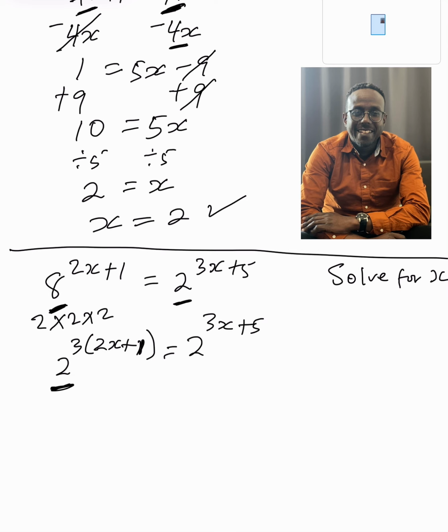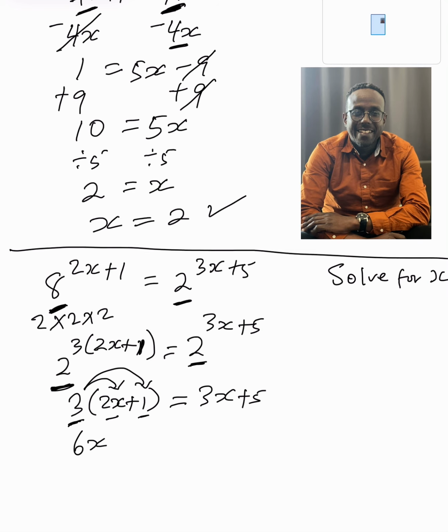So we have the same base as 2 and 2 on the left and right. So that means the powers are equal. So I will write the powers only. 3 times (2x plus 1) is equal to, on the right hand side, 3x plus what? 5. That's what I write. Then I start to solve the equation. I will open this bracket. I'm multiplying 3 times 2x, then 3 times 1. So 3 times 2x gives us 6x. 3 times 1 gives us plus 3, is equal to 3x plus 5.